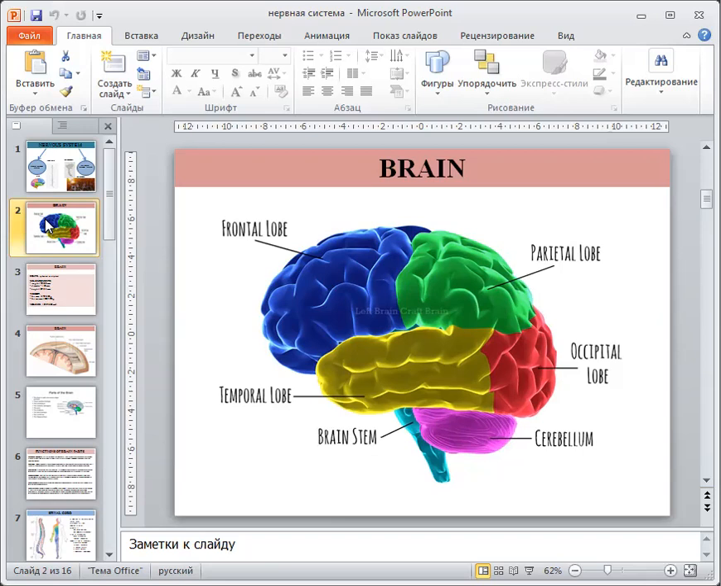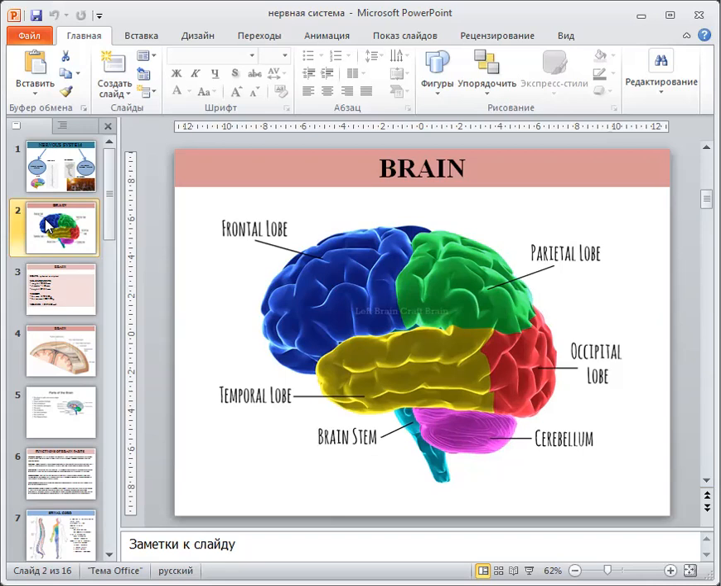The average brain mass in men is 1,370 to 1,380 grams. For women, it is 1,250 to 1,270 grams. The volume of the brain is within the limits of 1,250 to 1,600 cubic centimeters.